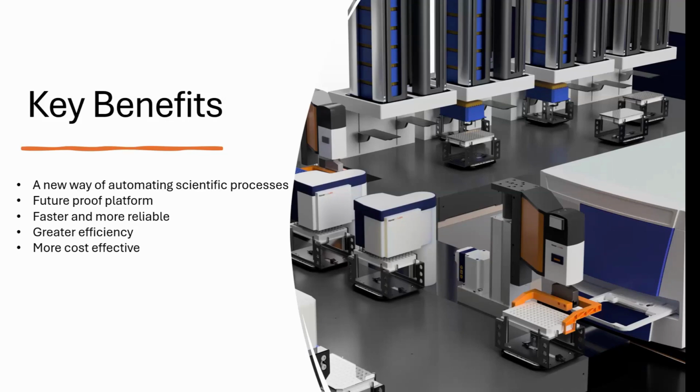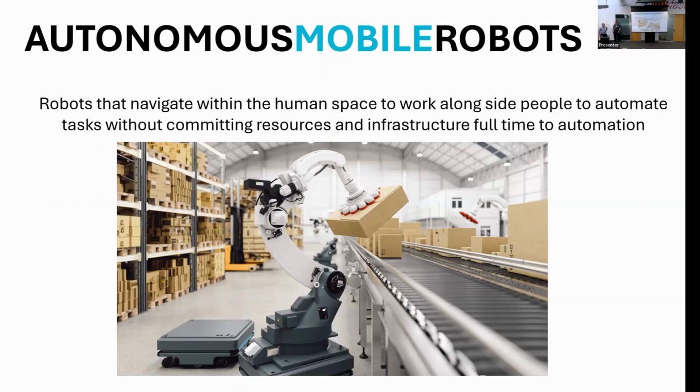And with that, I leave it to Steve for the lab robot section. All right, so I'm going to talk about autonomous mobile robots, which are robots that navigate within the human space to work alongside people to automate tasks without committing resources and infrastructure to full-time automation.